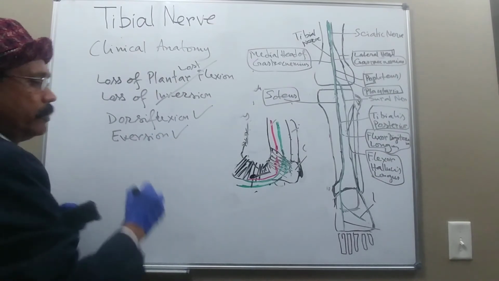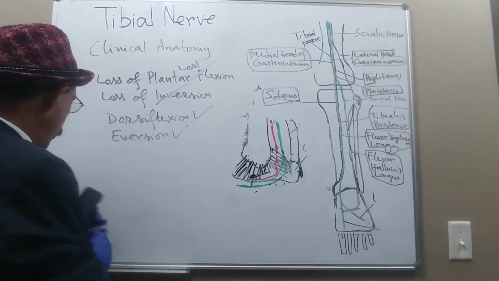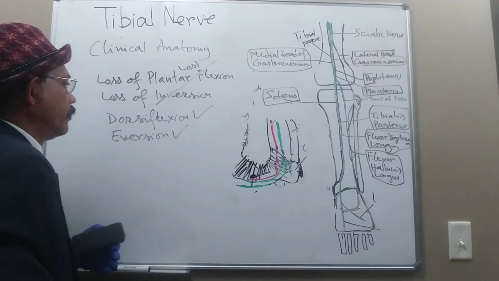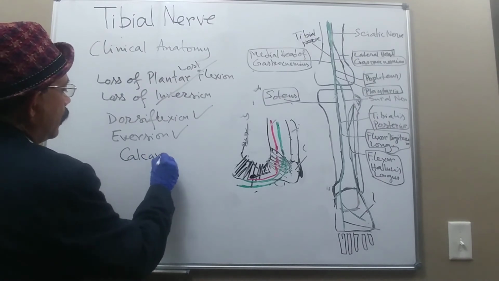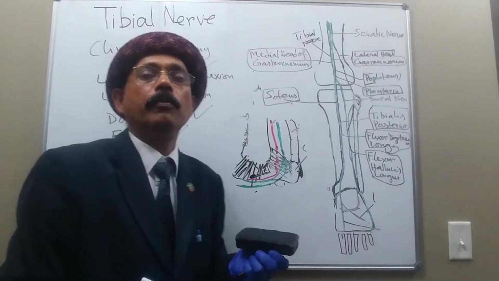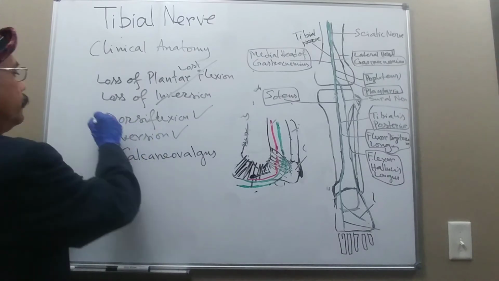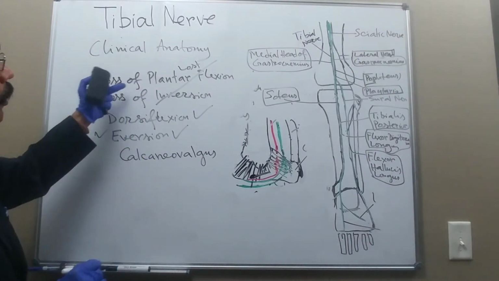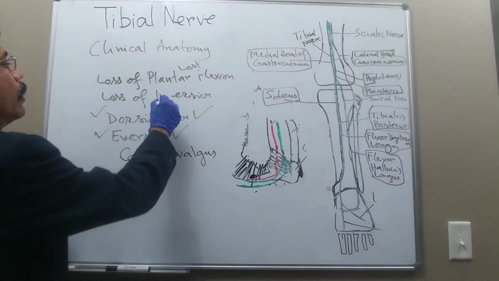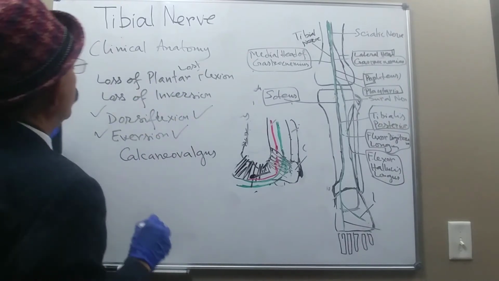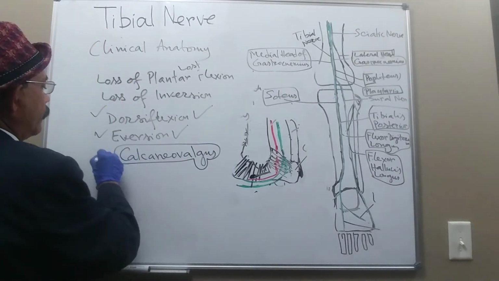This will be present, and this condition is called calcaneovalgus. Okay, so there will be dorsiflexion, there will be eversion, loss of plantar flexion, and the loss of inversion. This is called calcaneovalgus. Okay, you must know that part.